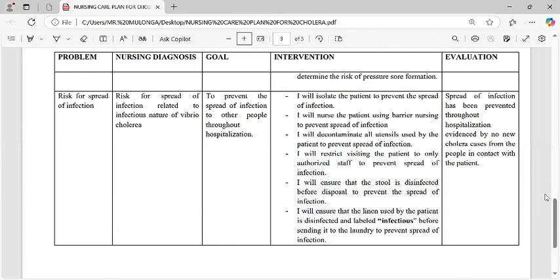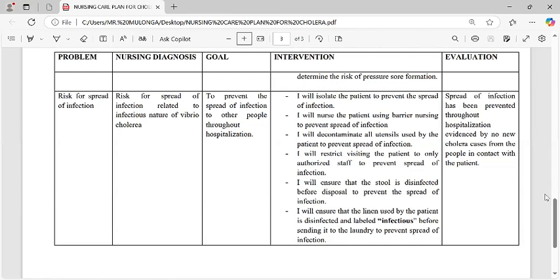It's okay. From there, we move to the goal. The goal is to prevent the spread of infection to other people throughout hospitalization. So you want to prevent the spread of the cholera infection to other people throughout hospitalization. So here we have quite a number of interventions, but you just pick 4. So number 1, I will isolate the patient to prevent the spread of infection. So remember, all infectious conditions, you have to isolate the patient.